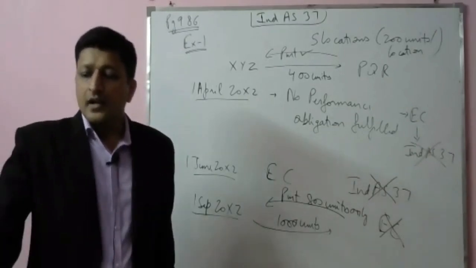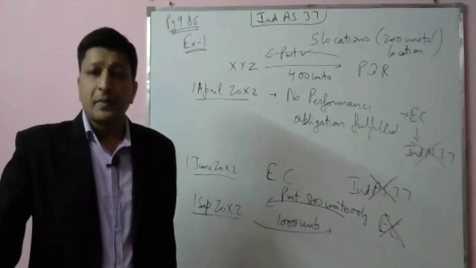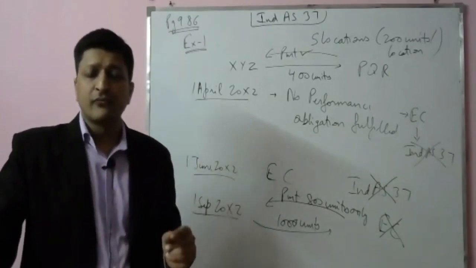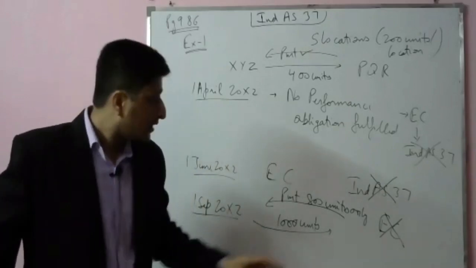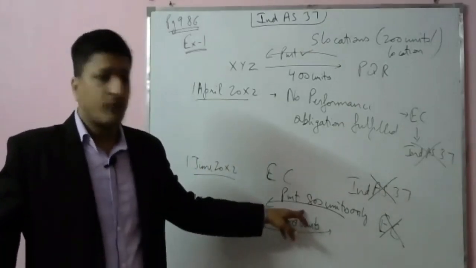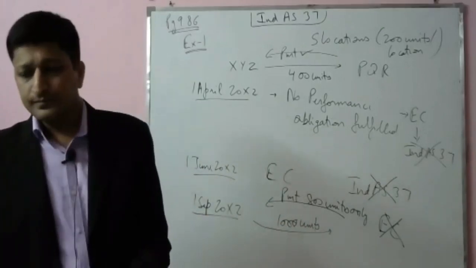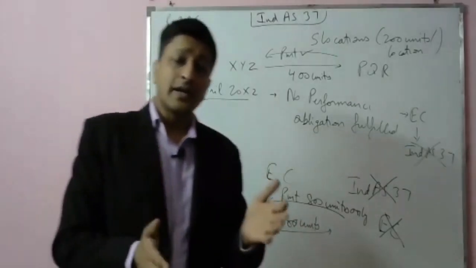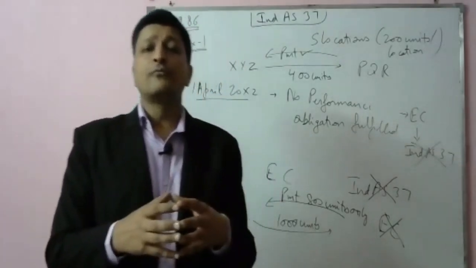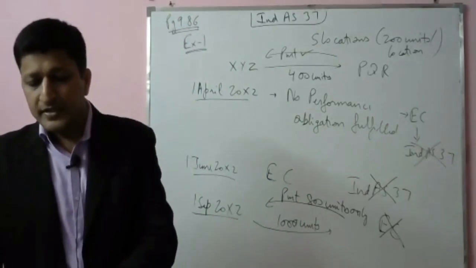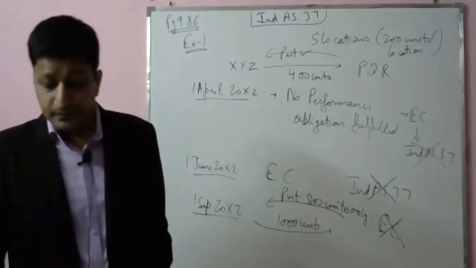Vijay is asking, not equally completed in September. Yes, that's right. Because one party has fulfilled its obligations 100%, and the other party has not fulfilled its obligations 100%. So that's why it's not equal anymore. Equal means in terms of both the parties, and it's not equal. So that's why it is not an executory contract anymore.